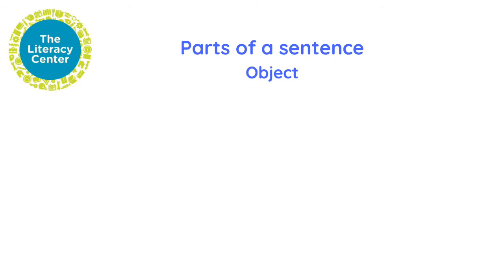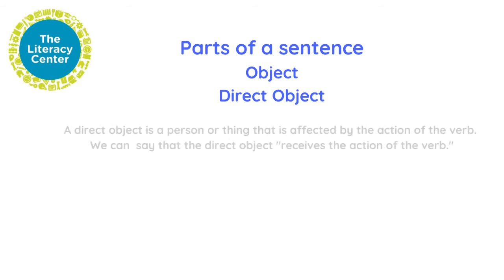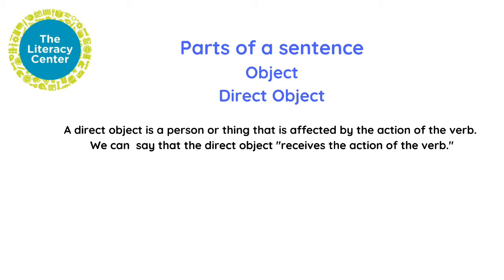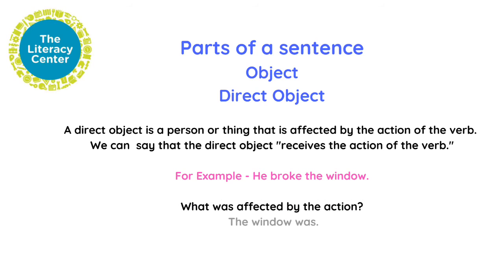Another important part is object. Object can be two types, direct object and indirect object. So first, let's talk about direct object. A direct object is a person or thing that is affected by the action of the verb. We can say that the direct object receives the action of the verb. For example, look at the sentence here. He broke the window. What was affected by the action? The window was, right? So, the window is a direct object here.